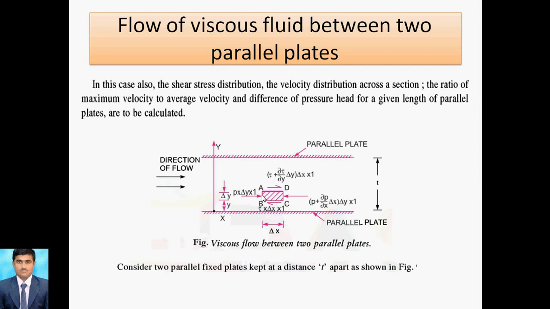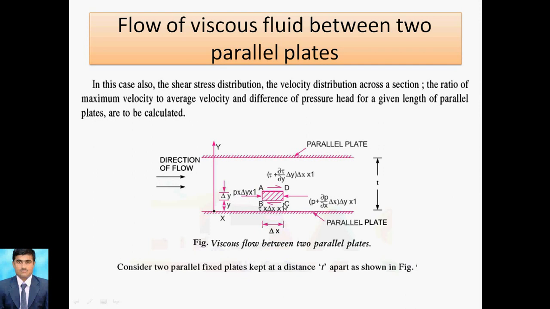So the pressure force is nothing but pressure into area. Here the area is delta y into 1, because this vertical face is delta y and the width is 1. So P is the pressure, and P delta y into 1 is the force, because the width of the smallest element is 1. So this is the force on face AB.